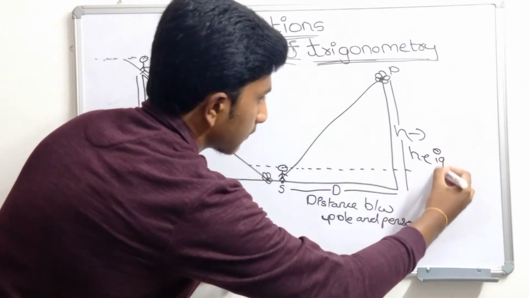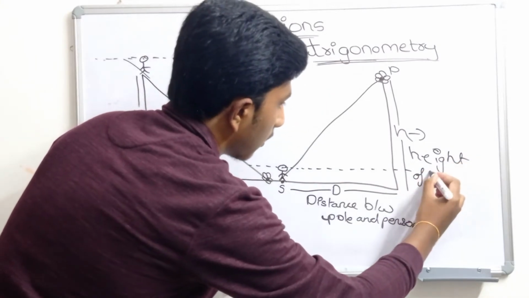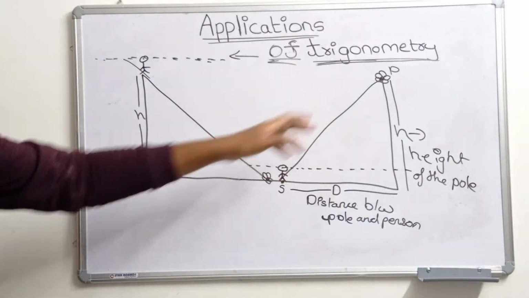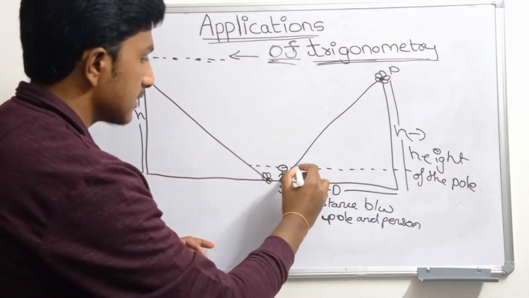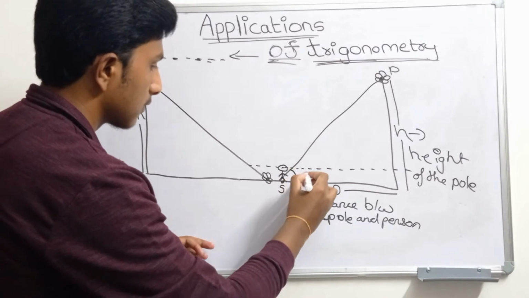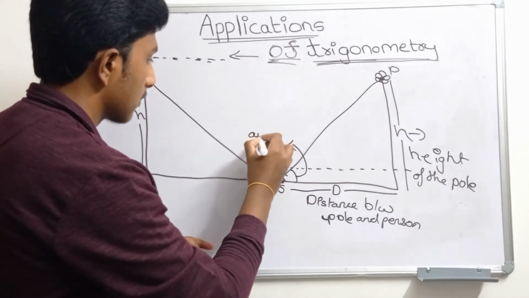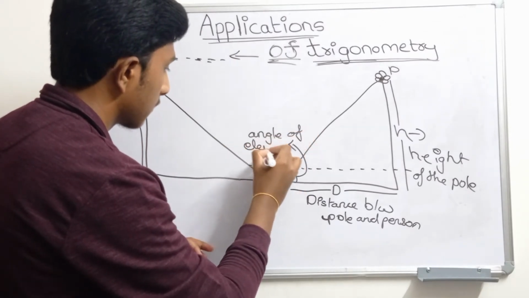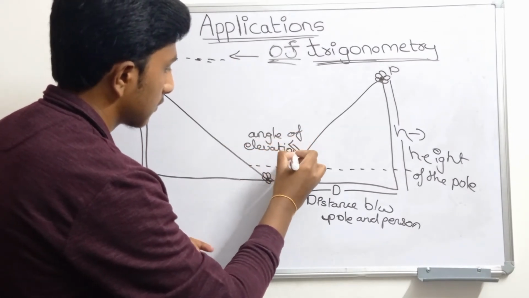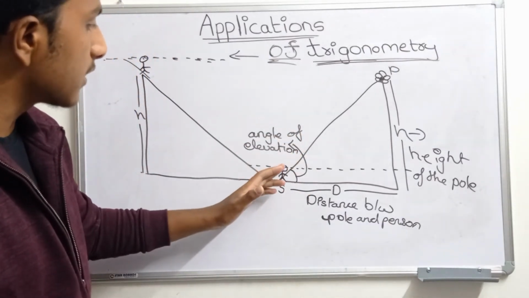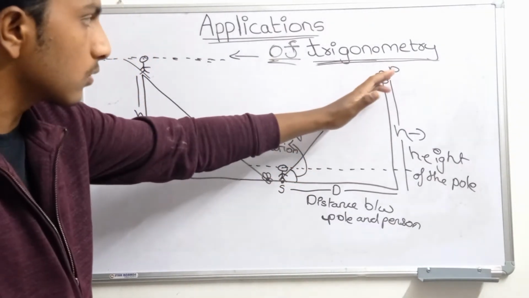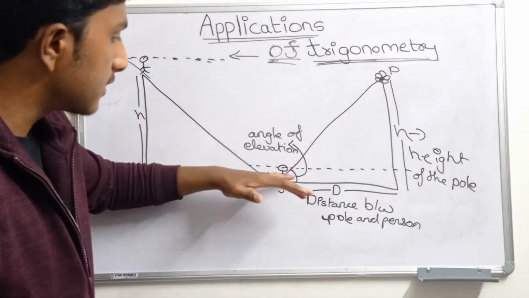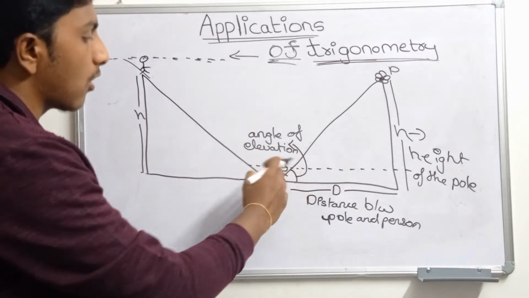And this is the height of the pole, guys, the height of the pole, and this is the angle of elevation. This is the line of sight, the person is watching from his eyes towards the flower which is at point P on the pole, and the angle of elevation is the angle between the horizontal range and the line of sight.